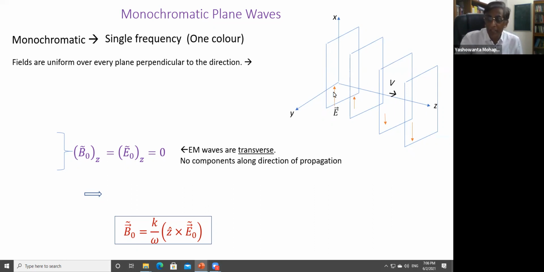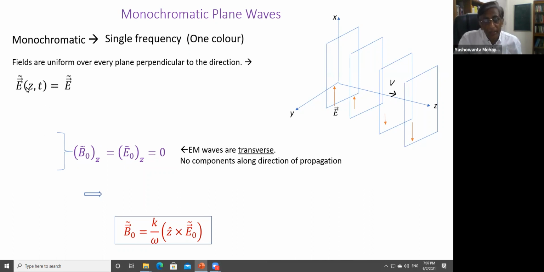If I take one plane, then E is there, and after some time I take the next plane. Over this plane E is constant, and then it can change as it progresses. That is why a monochromatic wave is like a plane wave, as if the planes of constant E are traveling. Of course, E is changing, but at any point of time, over one plane, it is constant.